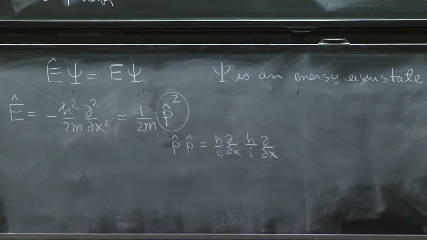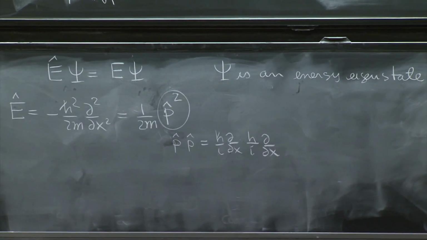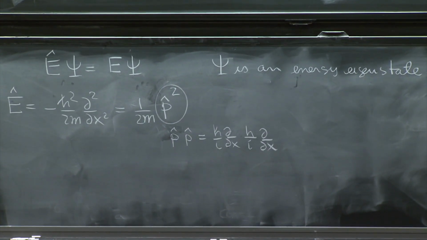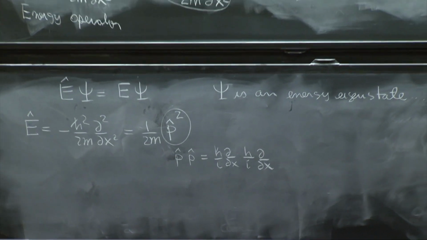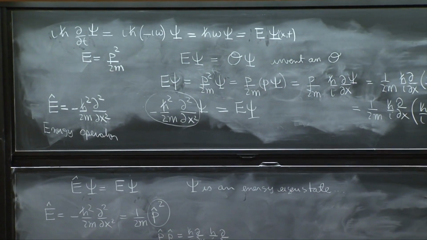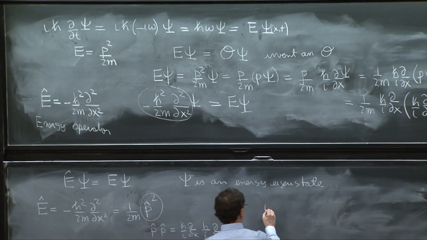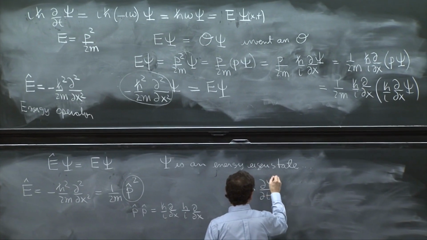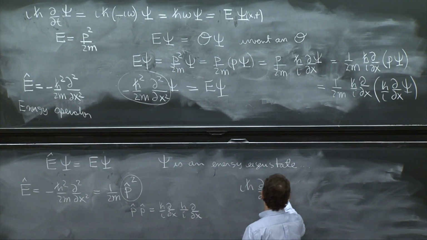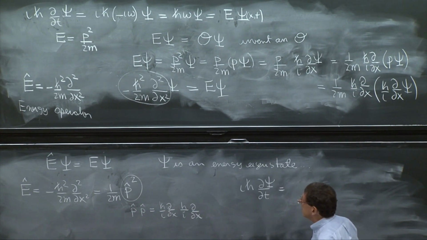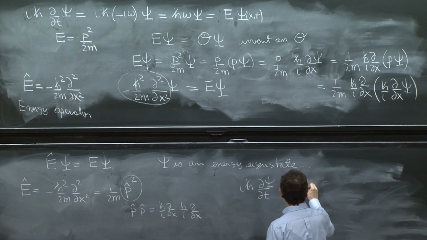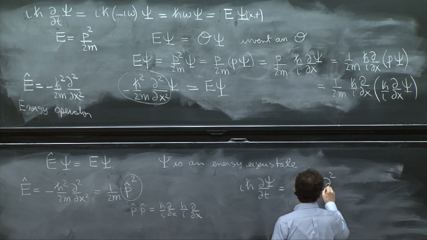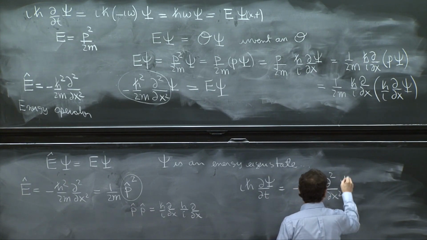All right, so actually at this moment, we do have a Schrodinger equation for the first time. If we combine the top line over there, i h bar d/dt of psi is equal to E psi, but E psi I will write as minus h bar squared over 2m d second/dx squared psi.